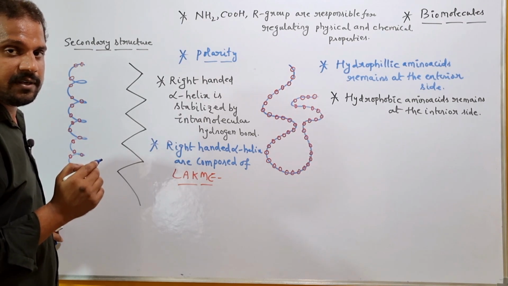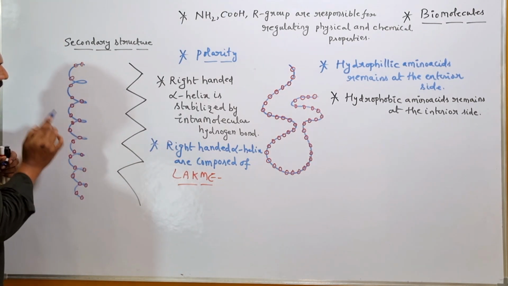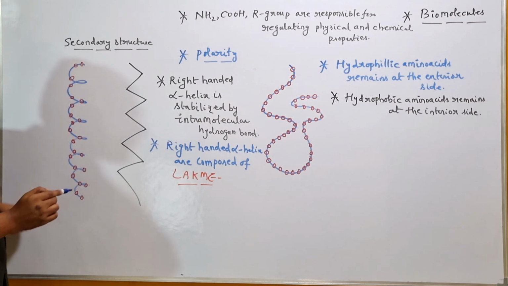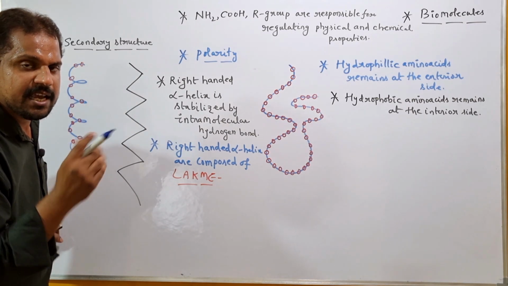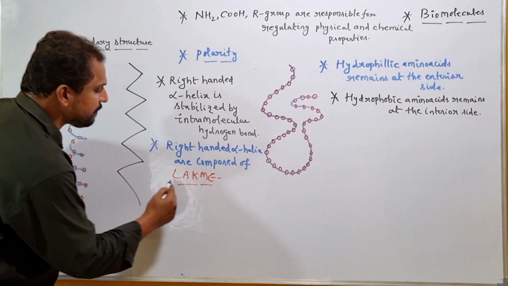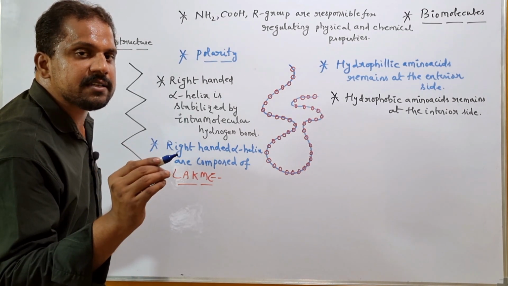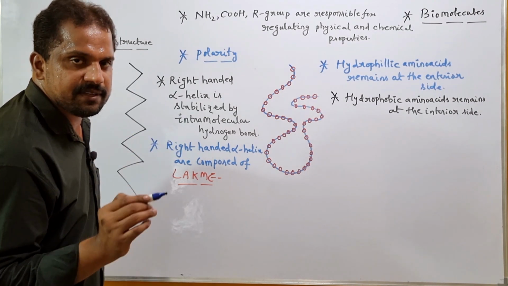So here in order to form the right-handed alpha helix, these specific LACME amino acids are responsible. As we all know, the right-handed alpha helix is a twisted helical structure. So in order to fit into the right-handed alpha helix, only these specific amino acids are most commonly preferable. Is it clear? It is because of the variation in the side chain.